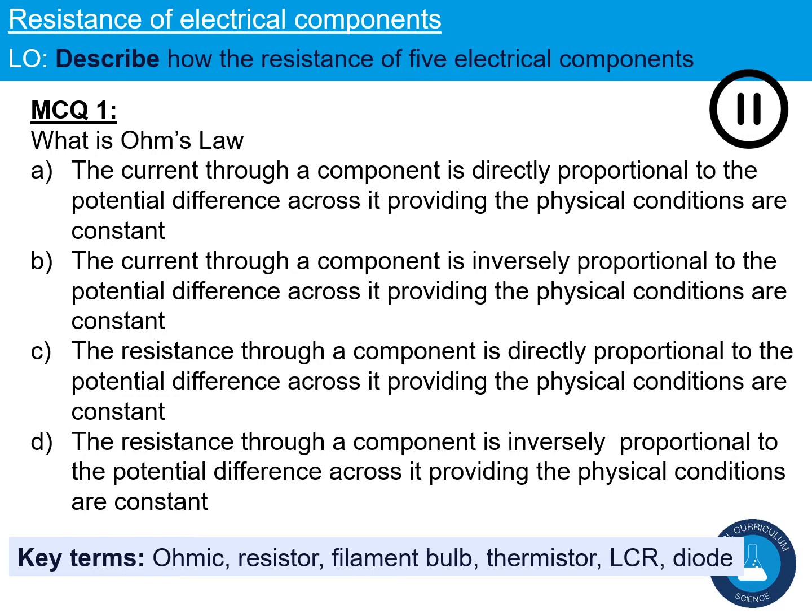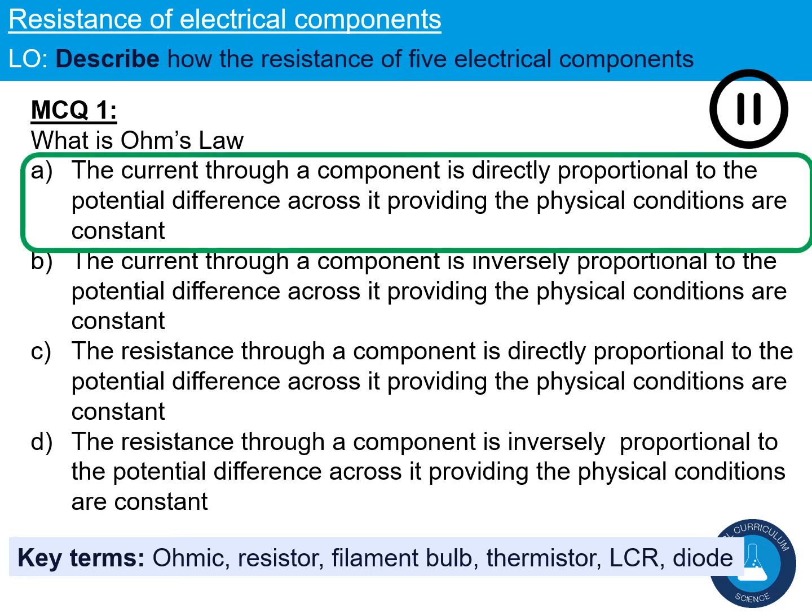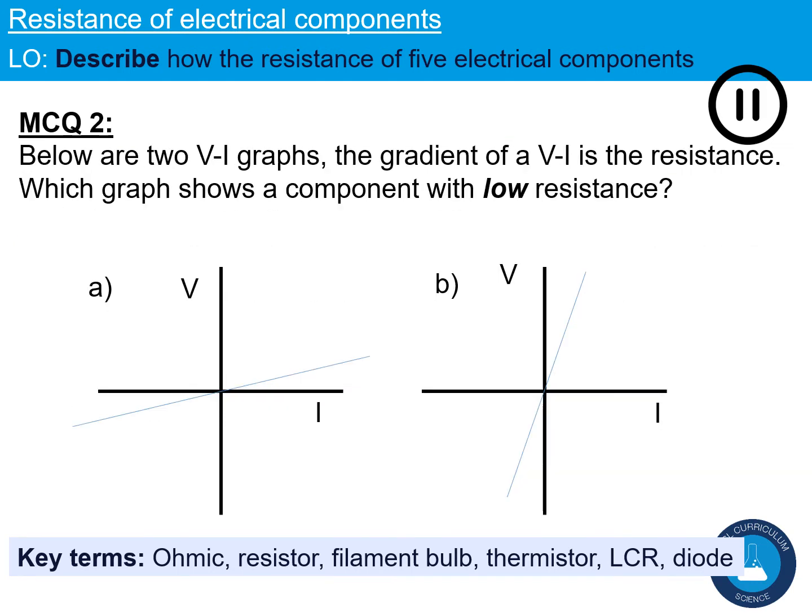Good, so hopefully you have paused the video and you have selected one of these for Ohm's law. The correct answer should be A. The current through a component is directly proportional to the potential difference across it, providing the physical conditions are constant. Let's now have a look at another example.